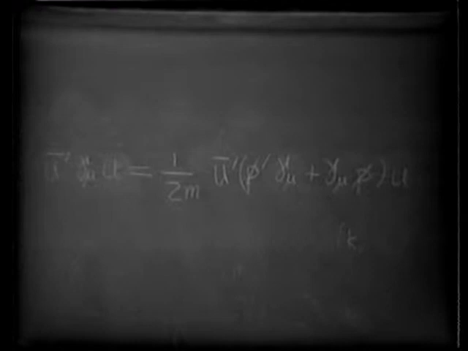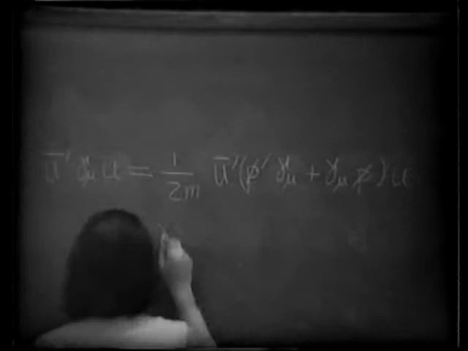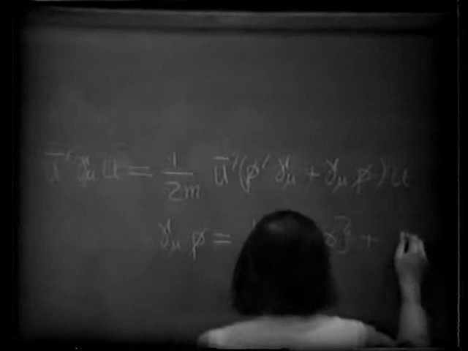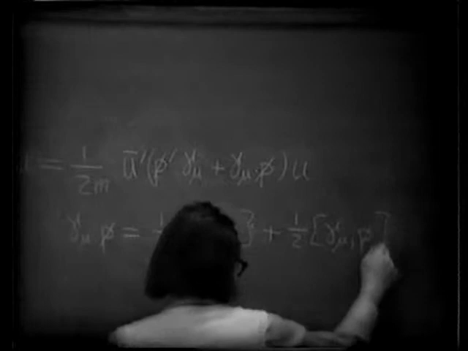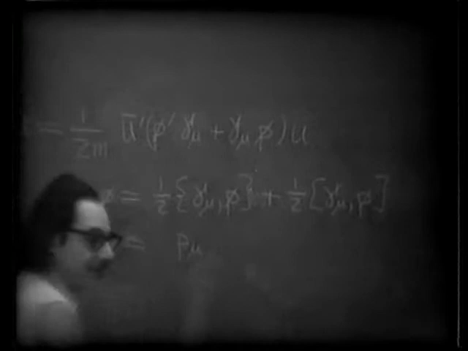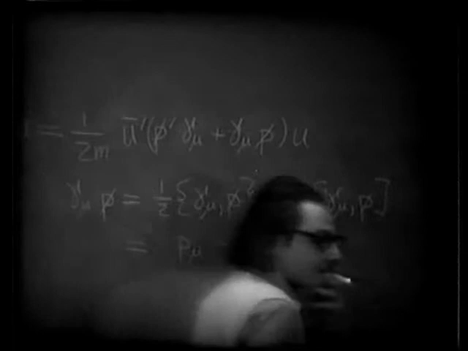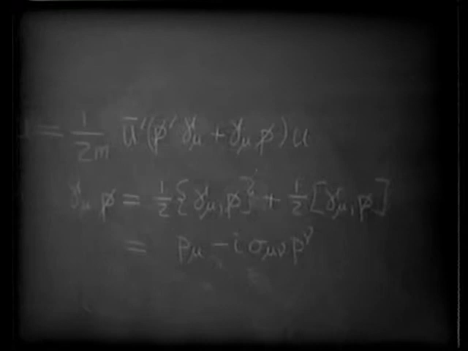Now, I go even further and write, for example, gamma mu P slash as 1 half the anti-commutator of gamma mu P slash plus 1 half the commutator of gamma mu P slash. The first term is P mu by the Dirac algebra. The second term, by the definition of the sigmas, is minus I sigma mu nu P nu. There's the definition of the sigmas down there. That's just what I've done, dotting P nu into that equation.